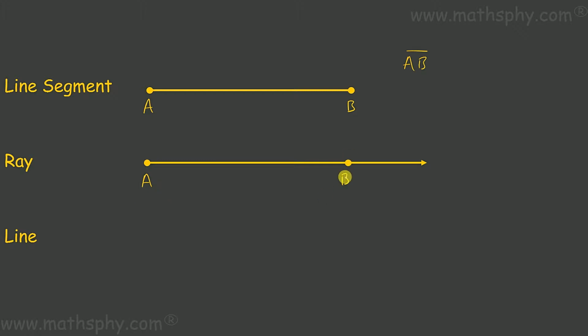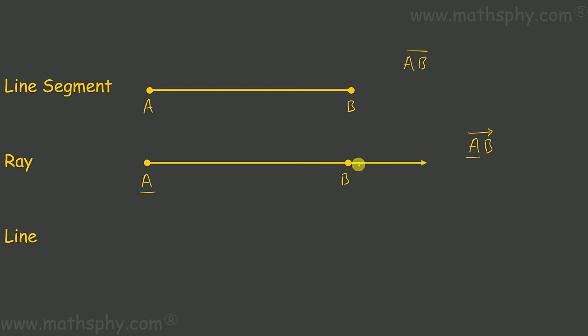This line segment AB, if we extend into any of the directions, either this direction or this direction, then this line segment AB converts into a ray. We write it like this. AB is a ray starting from A and going indefinitely into the direction of B. You can see that this is going infinitely into the direction of B. It will not change the direction.